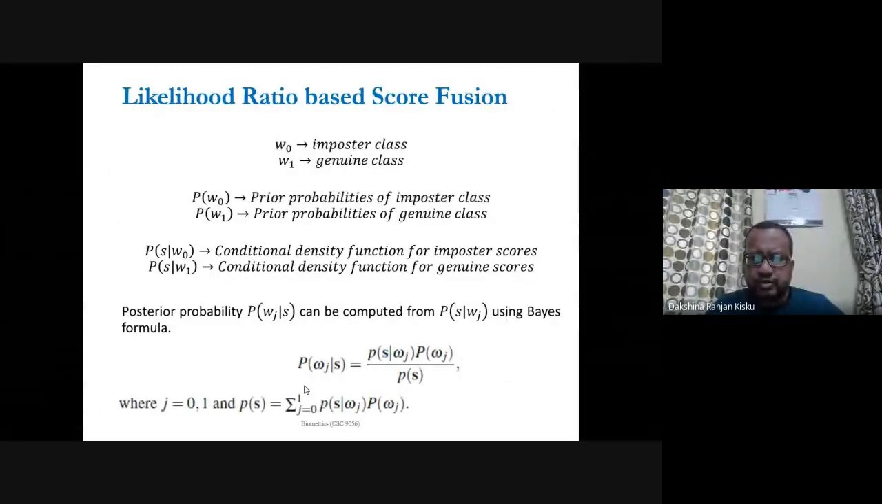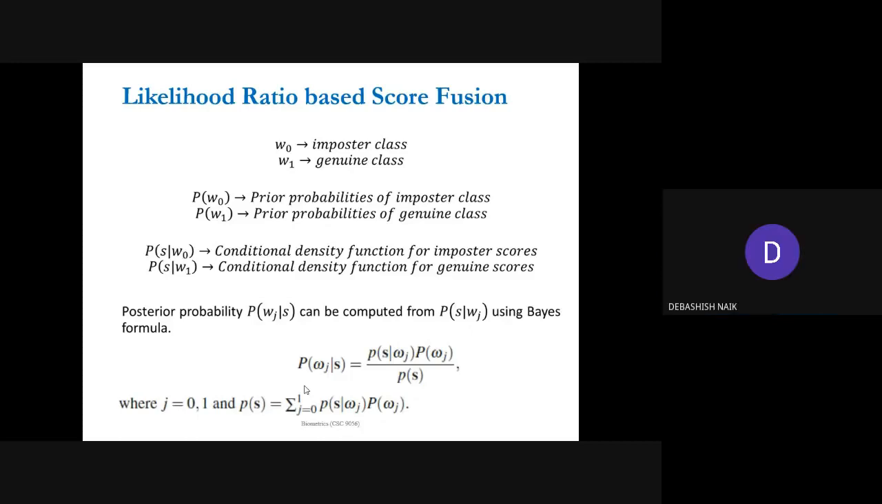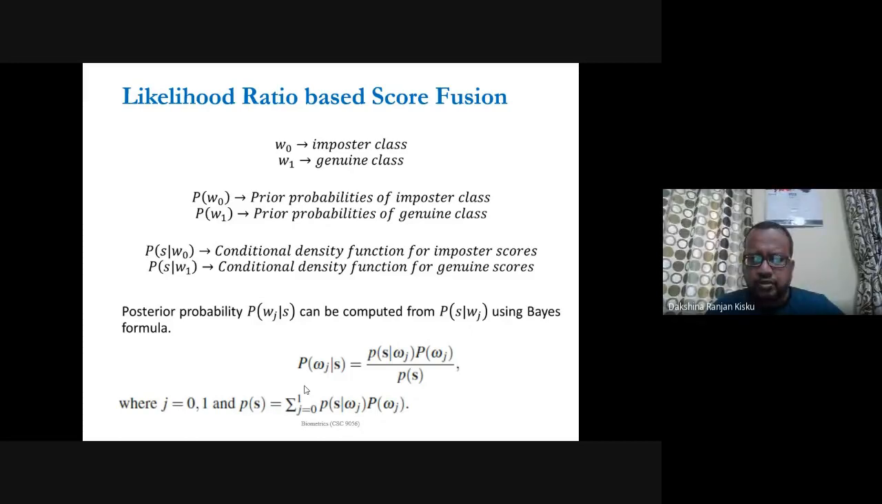Did you get this concept of likelihood ratio based score fusion? Slightly. Okay, I think we have already discussed this in the last class. Here omega 0 and omega 1 are the imposter class and genuine class. Then we compute the prior probabilities of the imposter class and genuine class. So p(omega 0) is the prior probability of the imposter class, and p(omega 1) is the prior probability of the genuine class. After that we get the conditional probability or conditional density function for imposter scores and genuine scores.